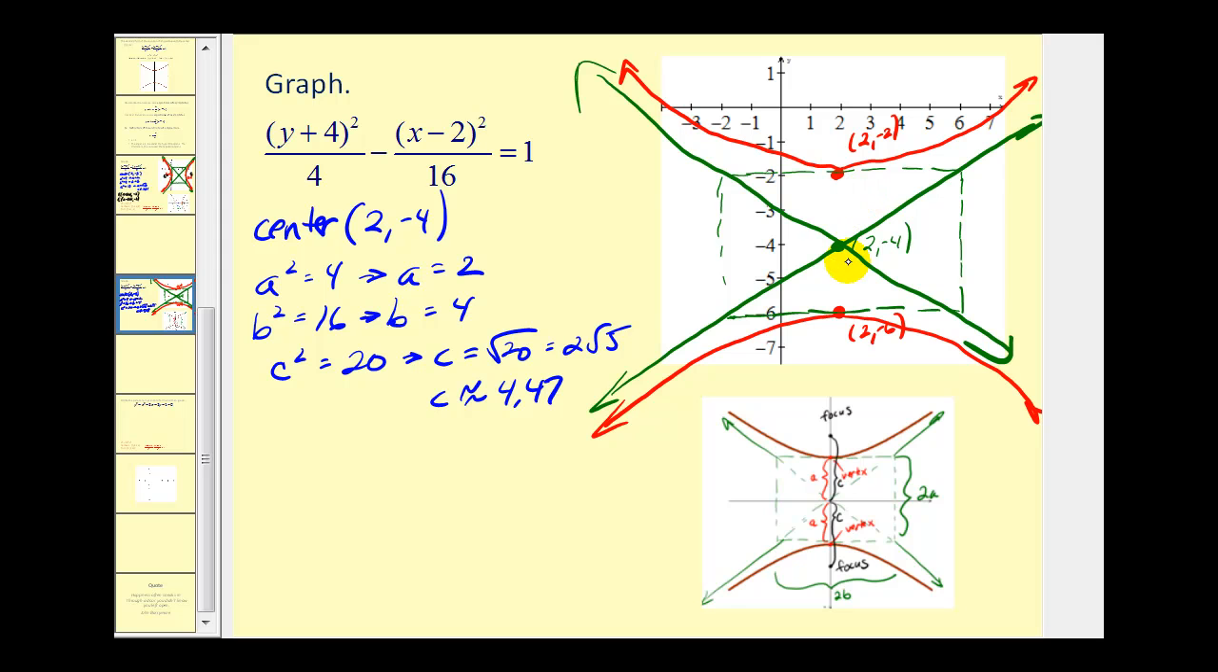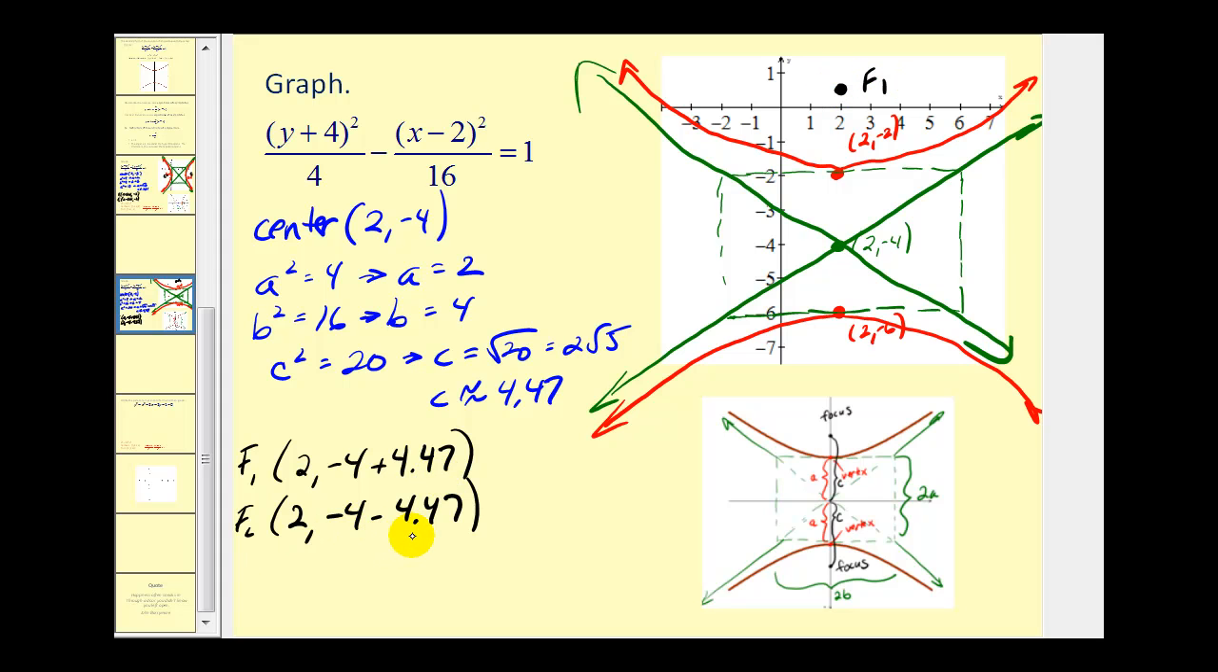So now we will add and subtract c from the y coordinate of the center. The first focus, 2, -4 plus 4.47. And the second focus will have the coordinates 2, -4 minus 4.47. So this focus will be 2, positive 0.47, somewhere in here, and this will be 2, negative 8.47, somewhere down here off the screen slightly.